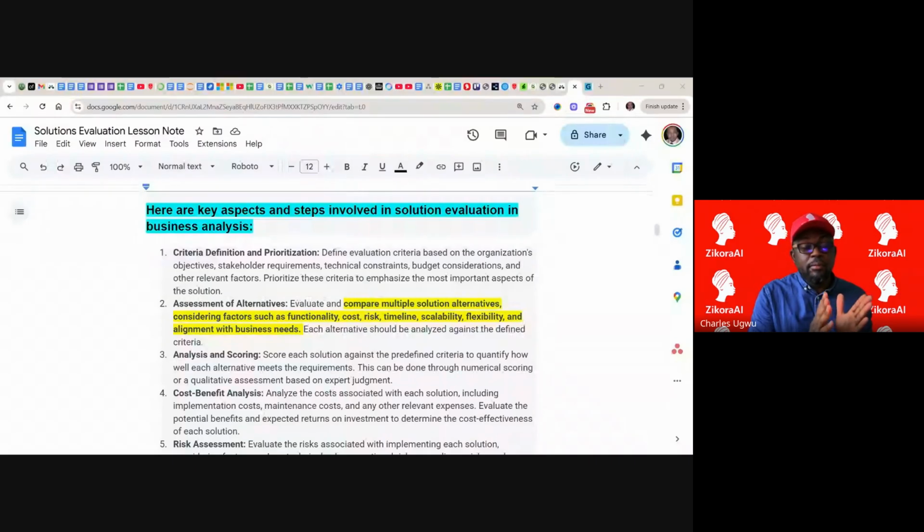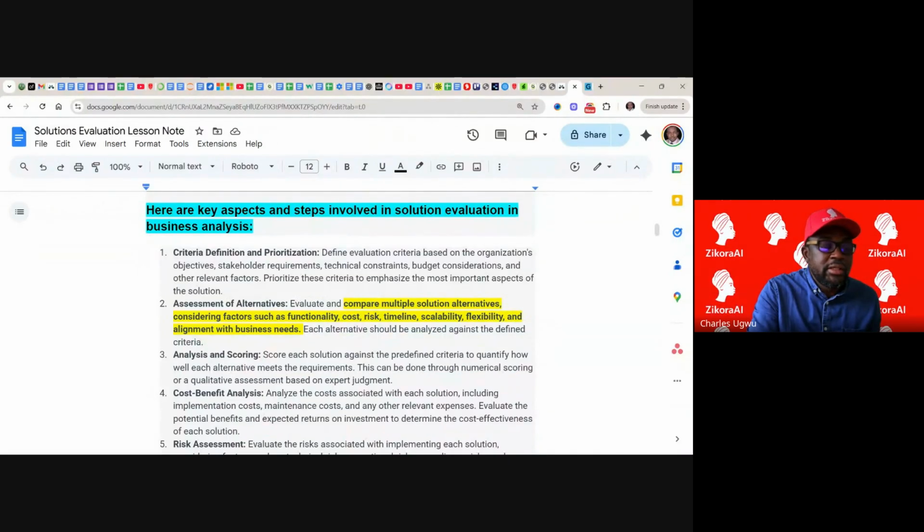Every one of them must be met. If you happen to see 10 solutions that meet that particular criteria, then you have to find another way to do the evaluation. So it's important.